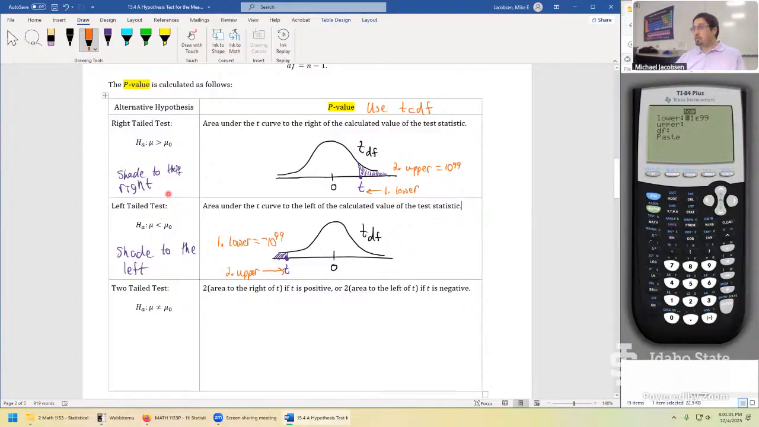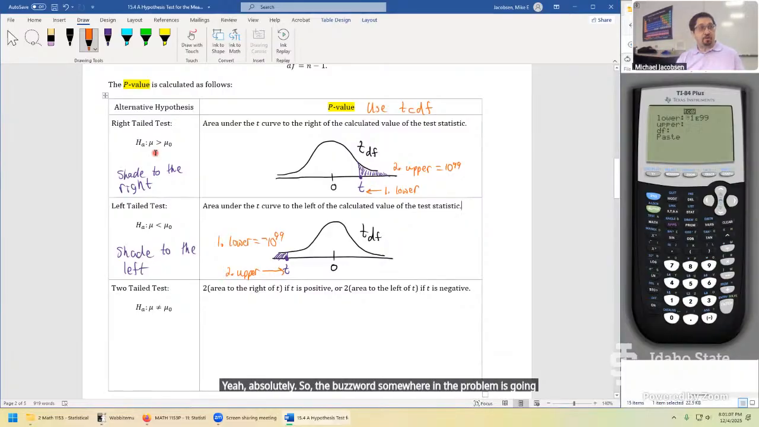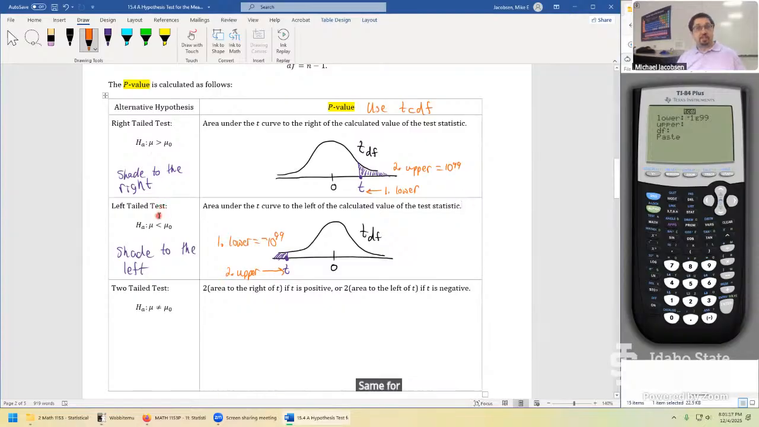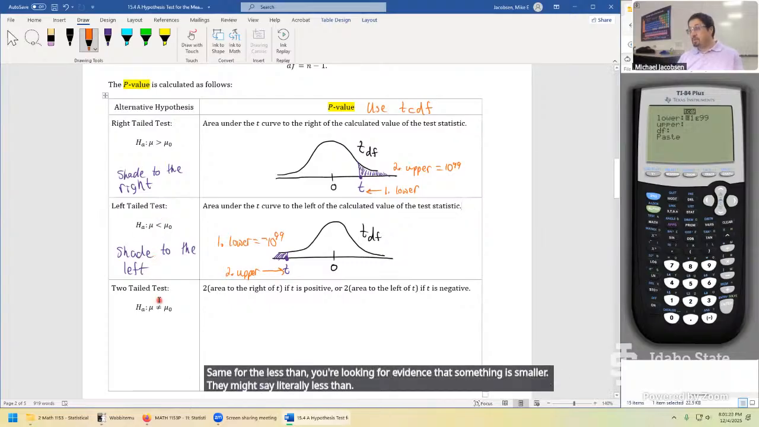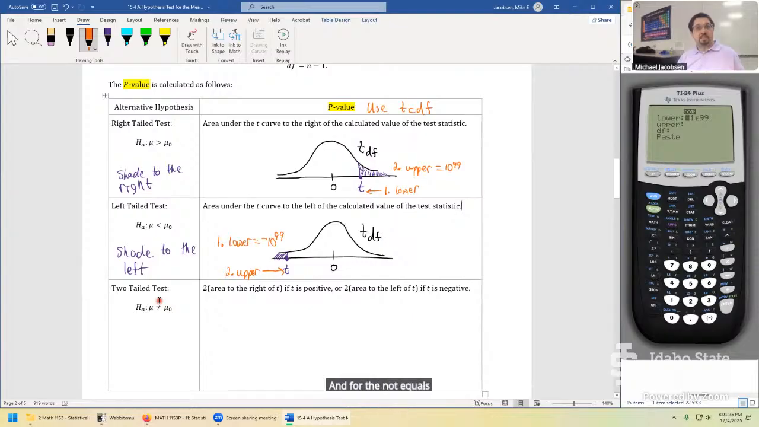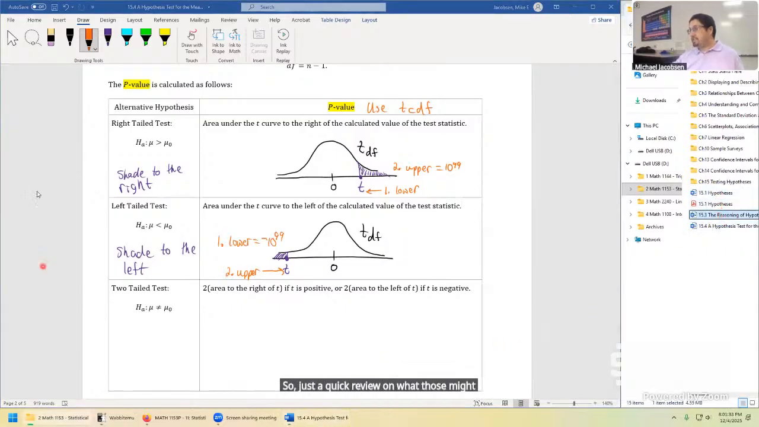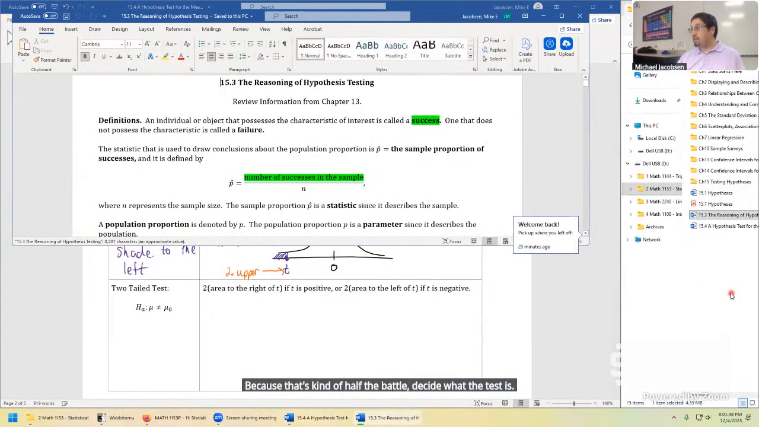Yeah, absolutely. So the buzzword somewhere in the problem is going to say, look for evidence of something higher or something greater than. It may not say greater than exactly, but something is going to say that direction. Absolutely. Same for the less than. You're looking for evidence that something is smaller. So they might say literally less than. And for the not equals, this one's pretty tricky. You're looking for, say, something that says is different from. So just a quick review on what those might look like, because that's kind of half the battle, decide what the test is so that we can get the right p-value in the shading.